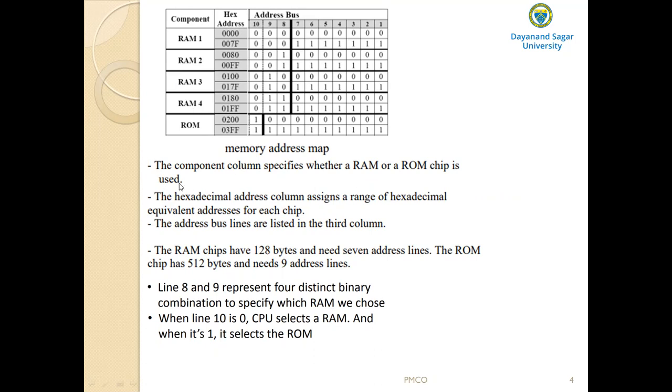And how many RAM chips do we need? 1 RAM chip. What is the second column? The hexadecimal address column assigns a range of hexadecimal equivalent addresses for each chip. So this is the hexadecimal equivalent of the address range of these RAM and RAM chips. What is the third column? The address bus lines are listed in the third column.